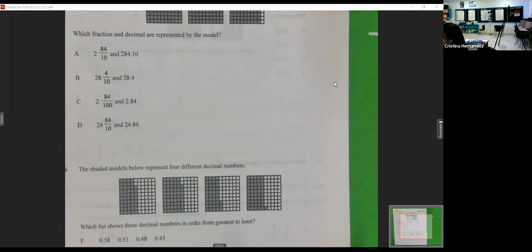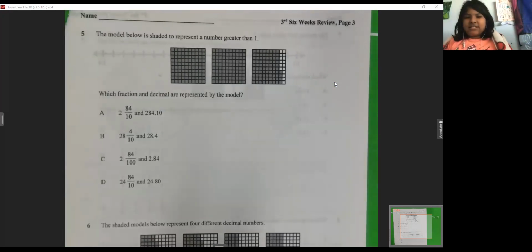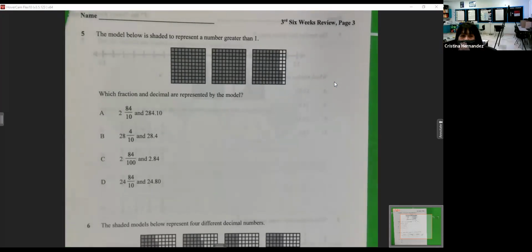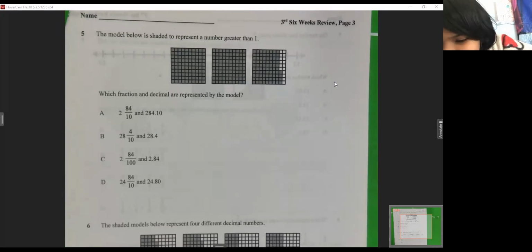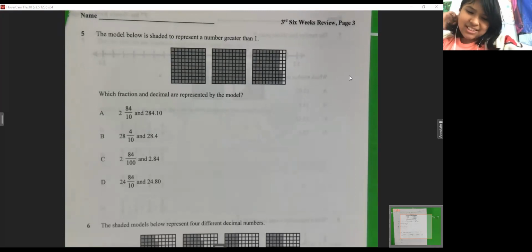I'm reading number 5, and you're answering it by yourself. I want your answer in the chat privately. The model should represent a number greater than 1. Which fraction or decimal is represented by the model? Send me your answer privately in chat. I found my answer. That was actually really easy.